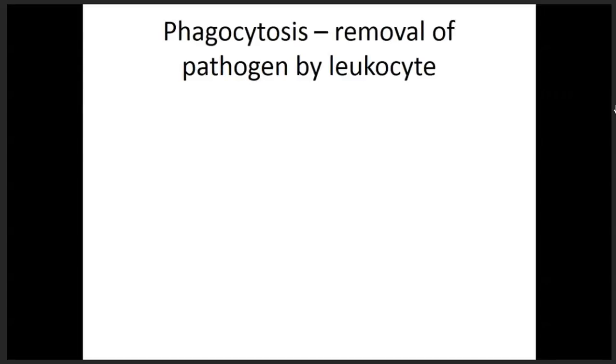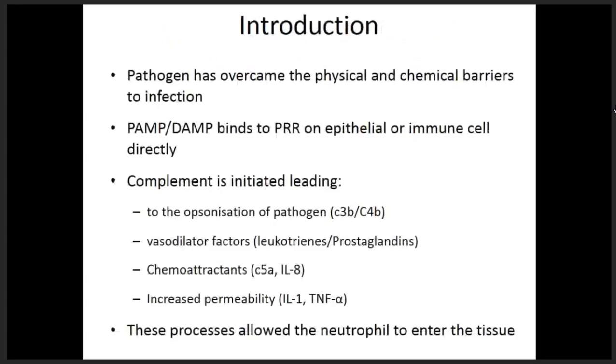Now, phagocytosis. This is the last step of acute inflammation and it involves removal of the pathogen by a leukocyte. Now again, folks, we're going over the same process. The pathogen overcame the physical and chemical barriers to infection. The PAMP, or the bacterial cell wall component, bound to pattern recognition receptors on epithelial cells or cells directly.